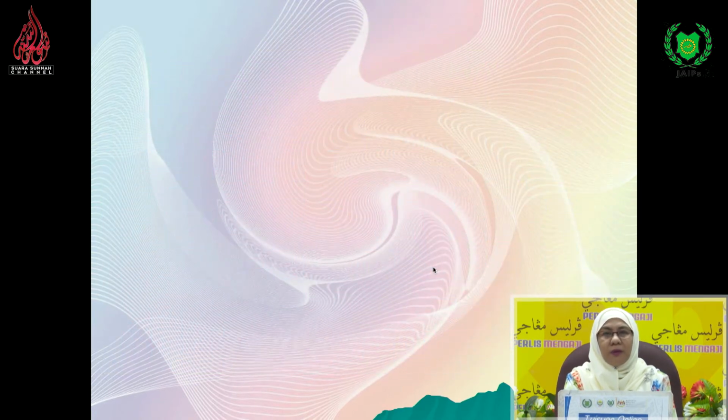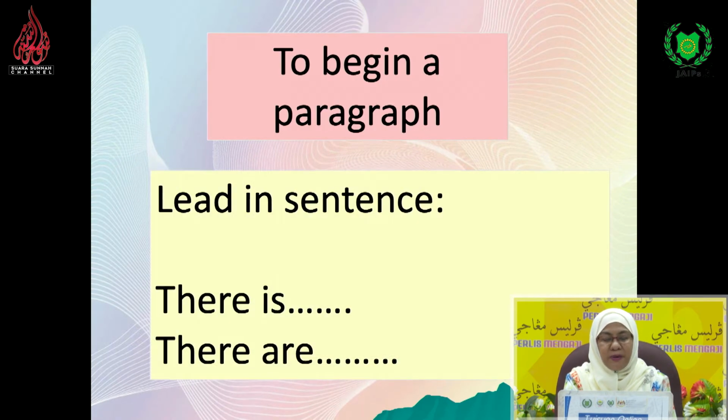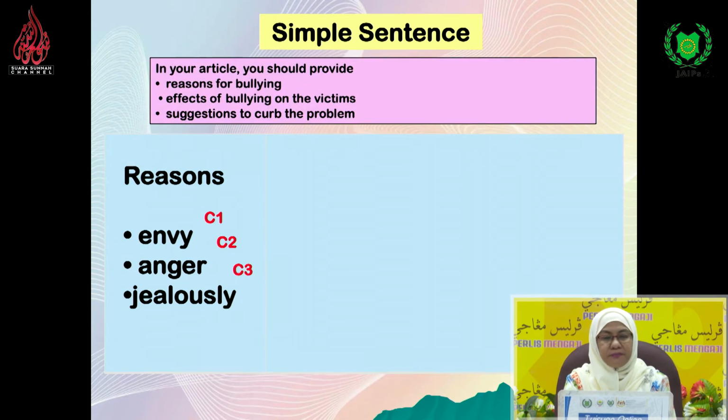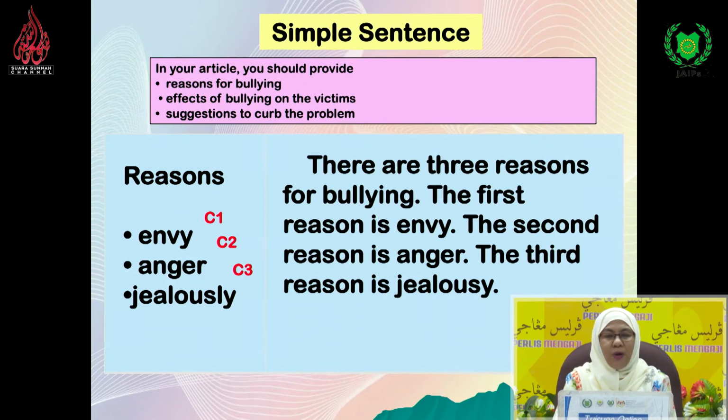Right. Now, but that is only to begin a paragraph. This is one more way to begin a paragraph. I call this the lead-in sentence by using the phrase there is and there are. This is very easy. I'm sure you know how to do this. Still we have the 3 reasons. And you use there are. Why? Because there are 3 reasons, so it is plural. There are 3 reasons for bullying and the rest are the same. So here you have not used the sentence in the situation provided. You are using your own sentence, which is better.